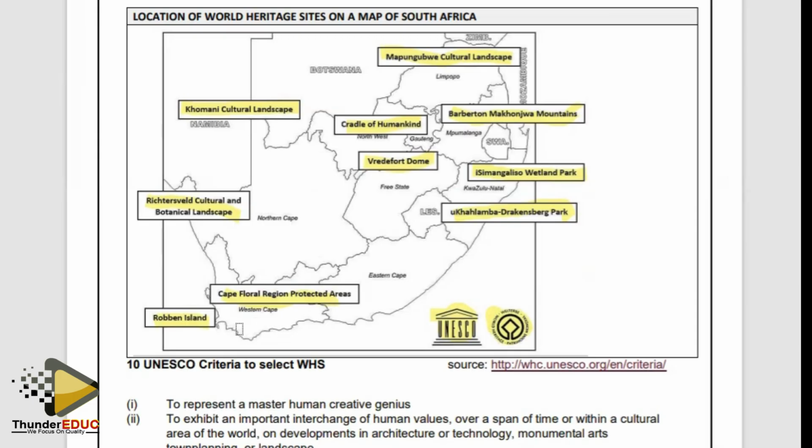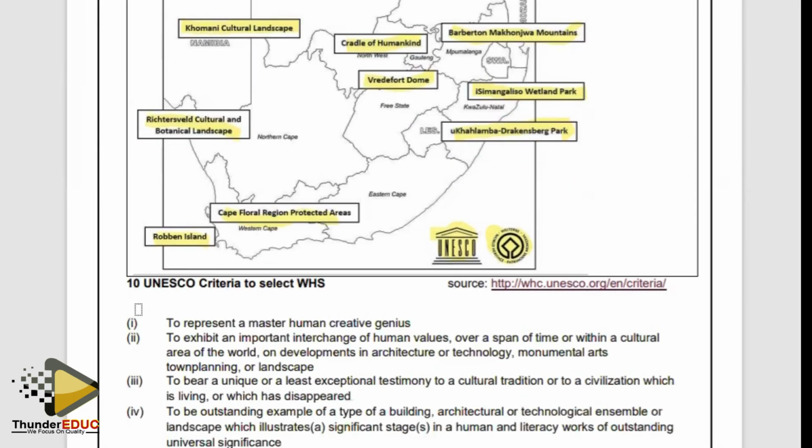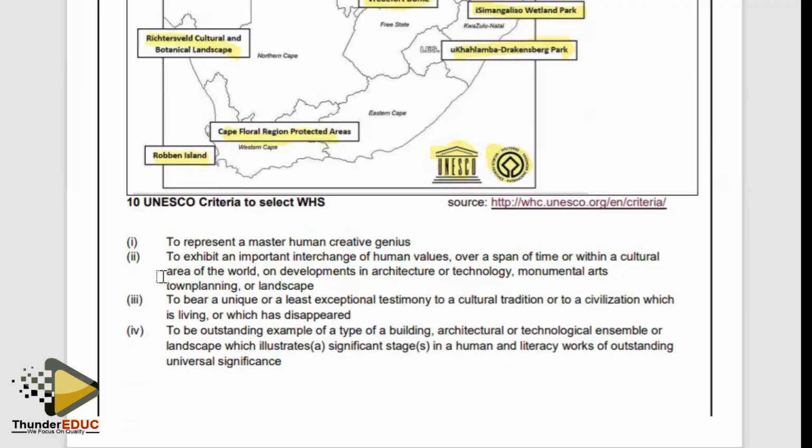So, the 10 UNESCO criteria to select World Heritage Sites. Criteria number 1, it should represent a masterpiece of human creative genius. Criteria 2, it should exhibit an important exchange of human values over a span of time or within a cultural area of the world. So that is criteria number 1 and number 2. Then number 3 is to bear a unique or at least exceptional testimony to a cultural tradition or to a civilization which is living or which has disappeared.